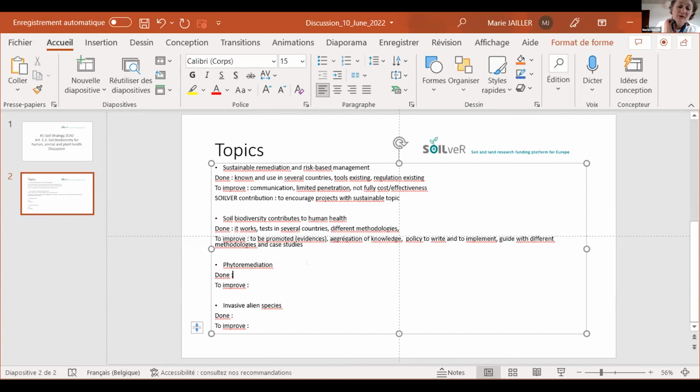Now we can go to the topic of phytoremediation, which is written in the European Soil Strategy 2030. About phytoremediation, we can say that what is done is that we test in situ, which are working, but there is no common methodology to assess phytoremediation as the right way. Do you think it is important to have a guide with different methodologies of phytoremediation, or does it already exist? I don't know.